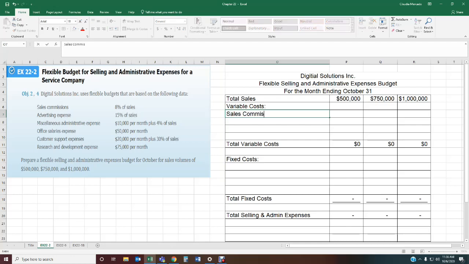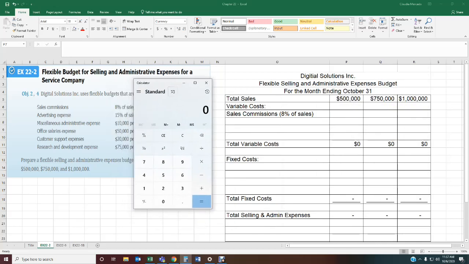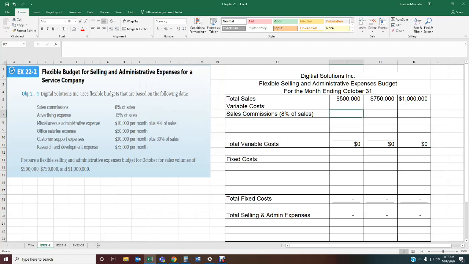That is variable. That's 8% of sales. To calculate this, I'm going to first do the calculation in my calculator, then I'm going to do them in Excel. I like using Excel because it becomes easier to do your calculations. We're going to get the 500,000 and multiply by the 8%. And that's going to give me $40,000.